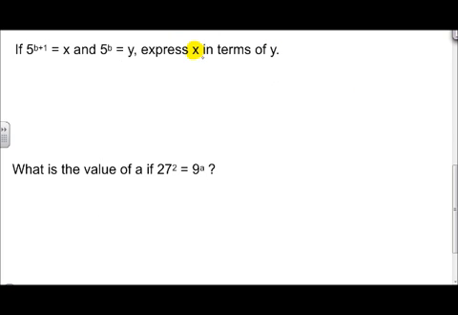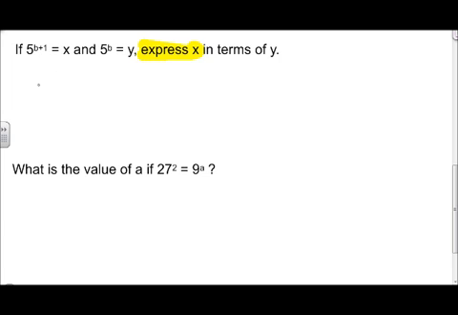We'll look at 2 final examples. This expression: 5 to the b plus 1 is equal to x, and 5 to the b is equal to y. We have to express x in terms of y. Whenever you see this instruction, express a variable in terms of other variables, all it means is to solve for that variable. So let's use our rules of exponents and a little bit of thinking here.